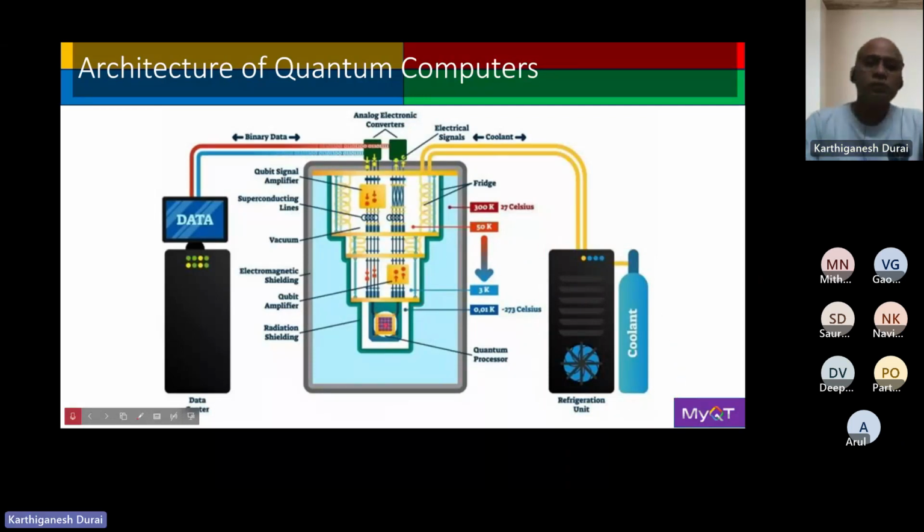Here, this quantum processor can process only quantum information, not classical information. So what is quantum information and what is classical information? We know classical information is nothing but binary data, 0 or 1. But as you know, quantum computers can be in 0-ket, 1-ket, and superposition.